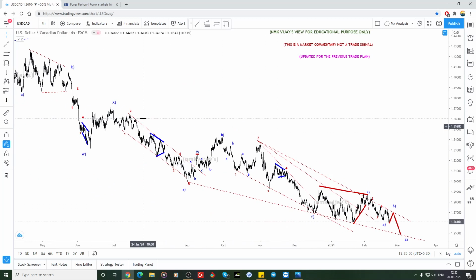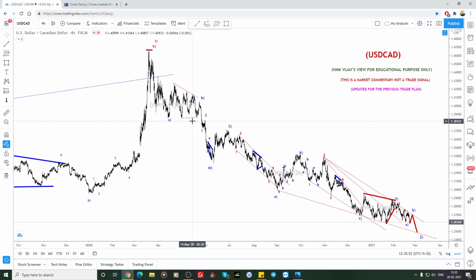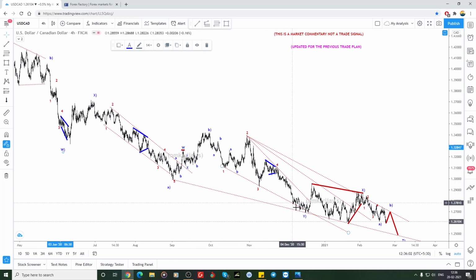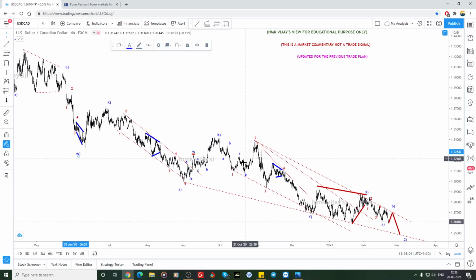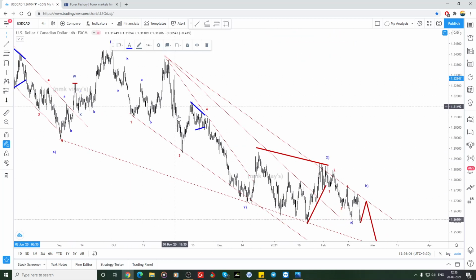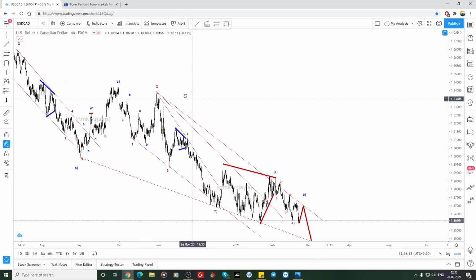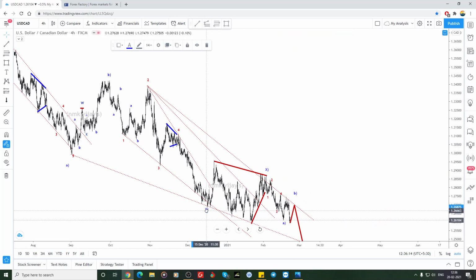So again we need to change the count. Here it is in a diagonal pattern of A, B, C as a W. So this is a connecting wave of A, B and C. So here also C is an ending diagonal pattern 1, 2, 3, 4 and 5. After that here is the end of that Y wave.